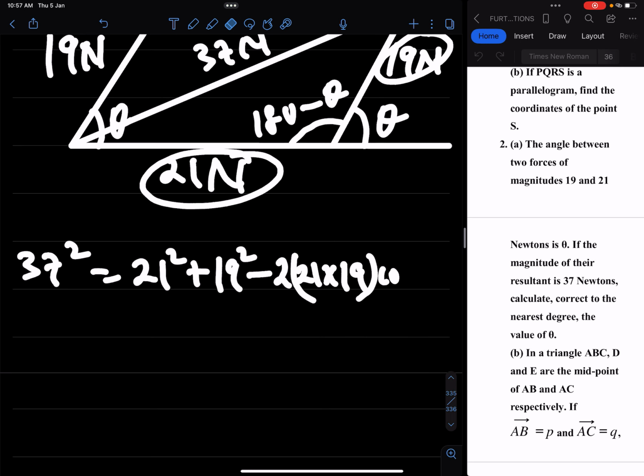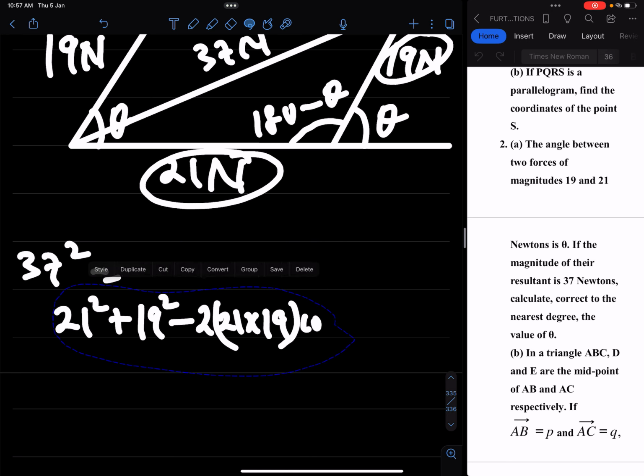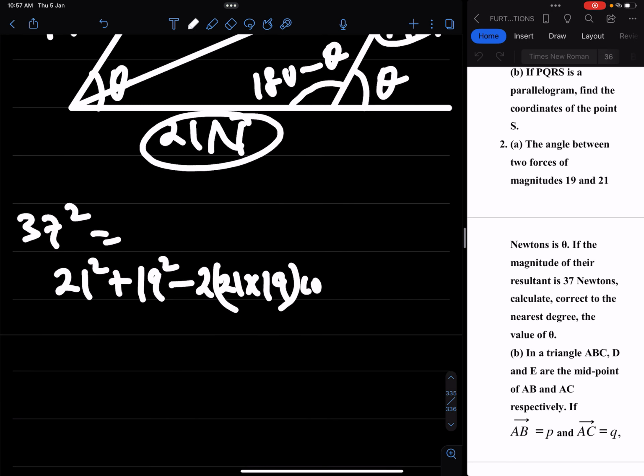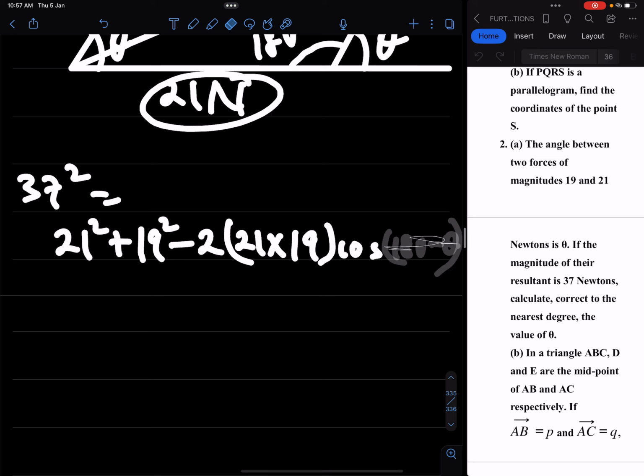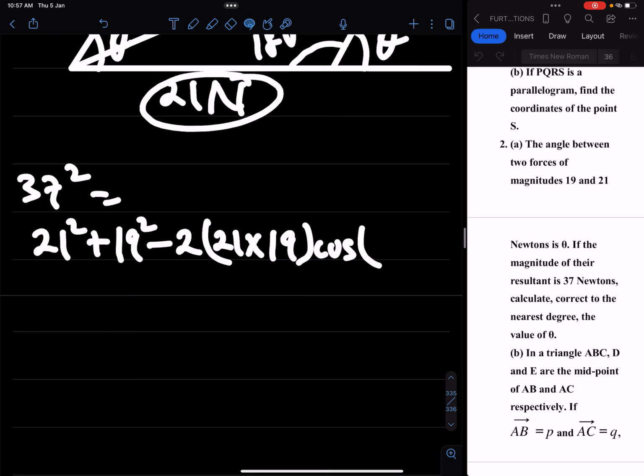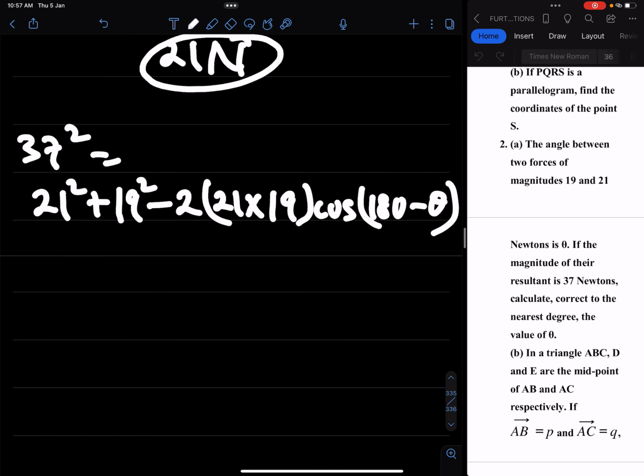I'm actually finding a way to make sure that the whole of that is contained on a single line. Let me bring it down here then. 37 squared is equal to 21 squared plus 19 squared minus 2 times 21 times 19 times cos of 180 minus theta. Now, so what does that mean?